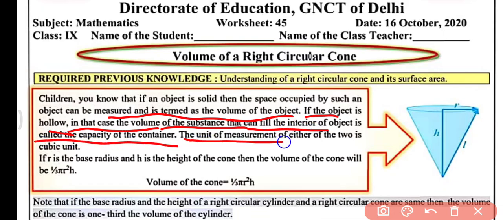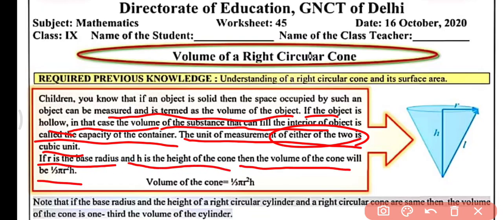So now the unit of measurement of either of two is cubic unit. Means either of two, it may be volume or it may be capacity, and both have the same unit, that is cubic unit. If r is the base radius and h is the height of cone, then the volume of cone will be 1 by 3 pi r square h. So volume of cone is 1 by 3 pi r square h, keep in mind.